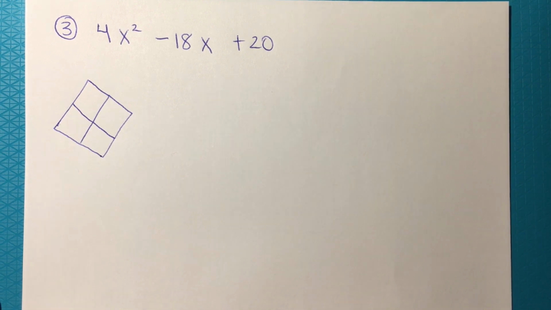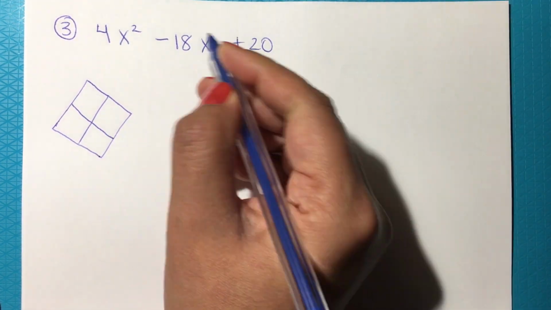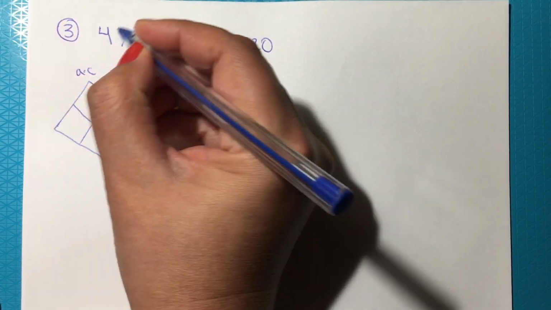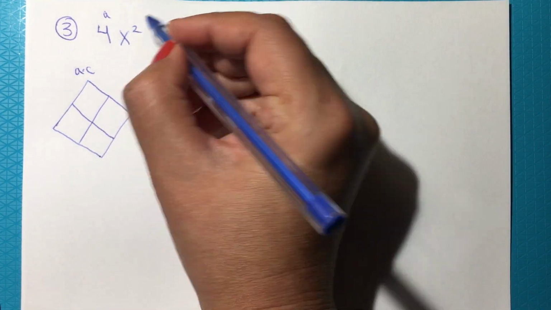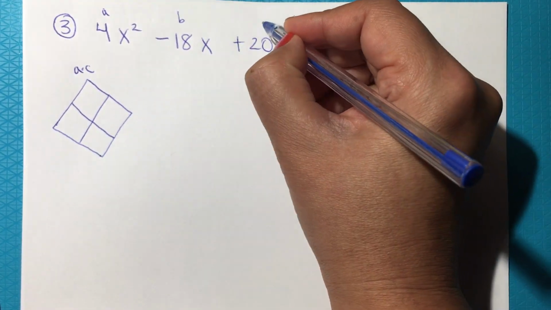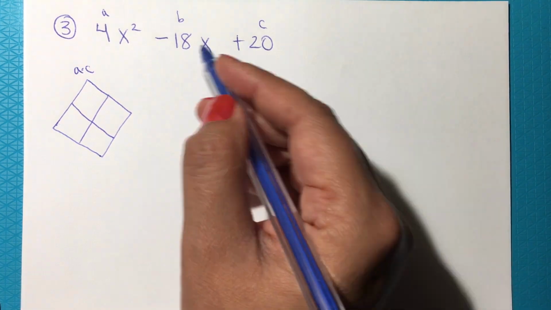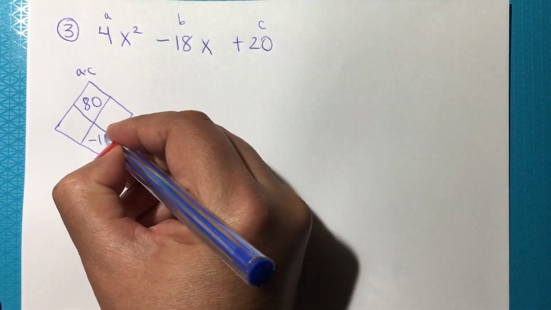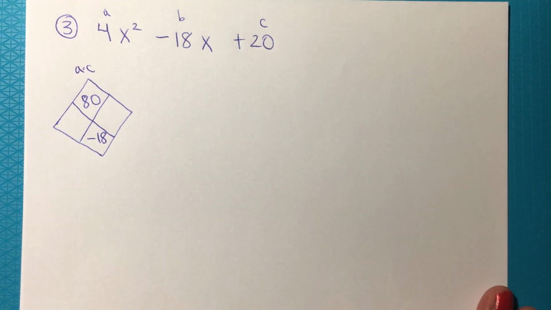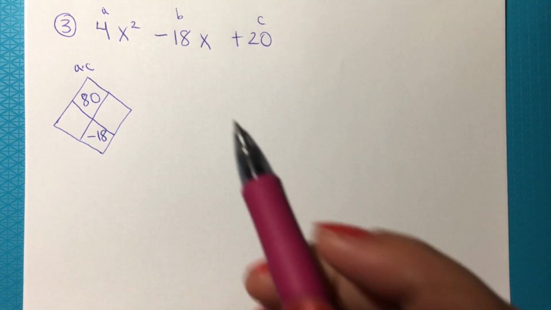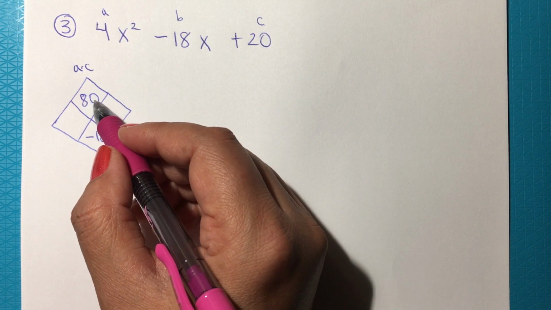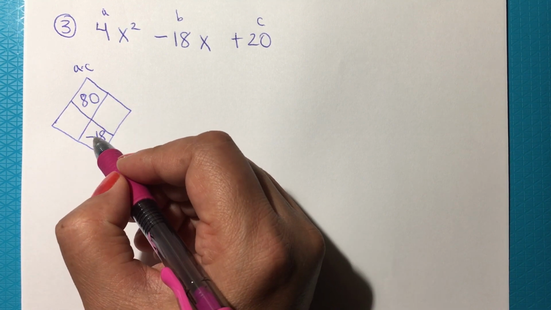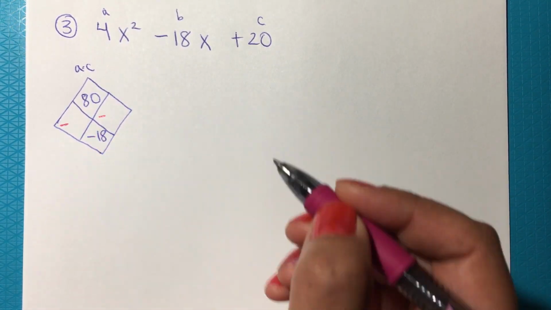And for number 3, again, the first step is to multiply a times c. What is a times c? Remember that a is always with x squared, b is always with x, and c is always the constant. So 4 times 20 is 80. And the middle term is negative 18. We're looking for two factors that multiply equals positive 80 and add to negative 18. Again, because this is positive, that means that both of them will be negative.